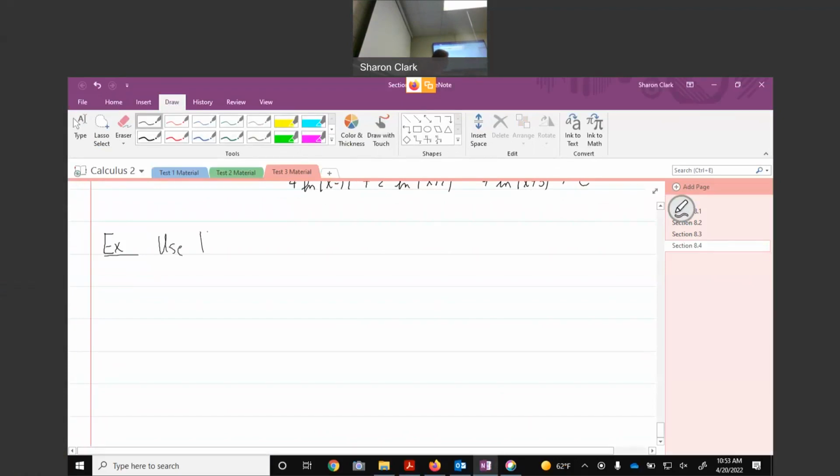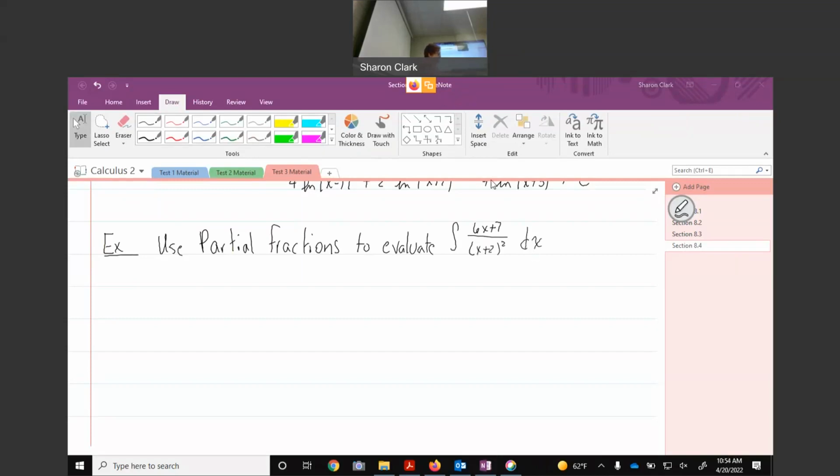Use partial fractions to evaluate the integral. I'll have it posted after class. We have to set up our test. Oh, that's right, thank you for reminding me. With this problem, we're using partial fractions to evaluate this.